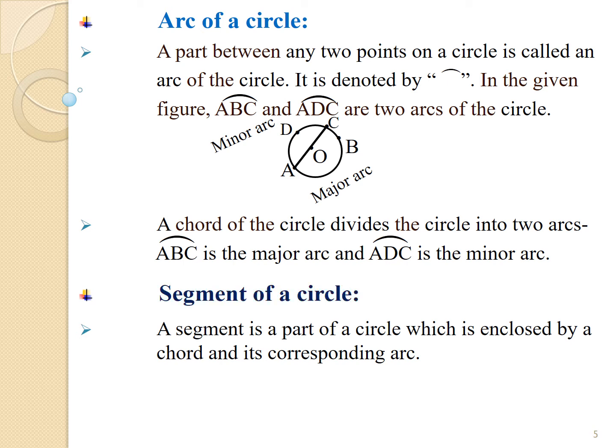Segment of a circle. A segment is a part of a circle which is enclosed by a chord and its corresponding arc. Thus, we can say that the region in the interior of a circle bounded by a chord and an arc of the circle is called a segment.